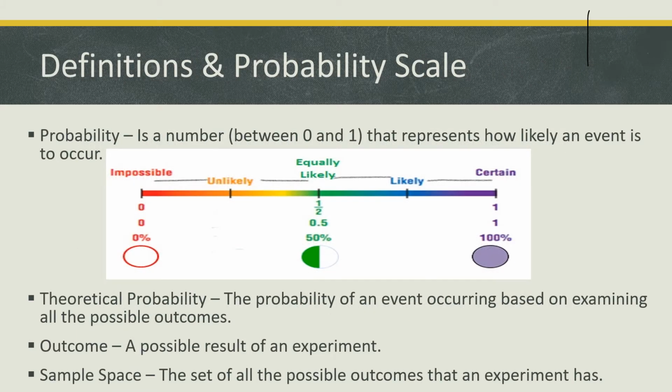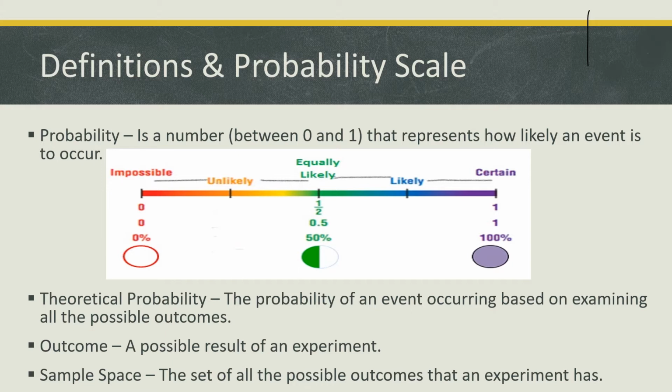Probability is a number between 0 and 1 that represents how likely an event is to occur. If the probability is 0, it's called impossible. If the probability is greater than 0 but less than 1/2, it's called unlikely. If your probability is 1/2, that's 5/10 or a 50% chance, that's called equally likely. If it's greater than 1/2 but less than 1, that's called likely. And if it's a probability of 1, that's a 100% chance, that's called certain.